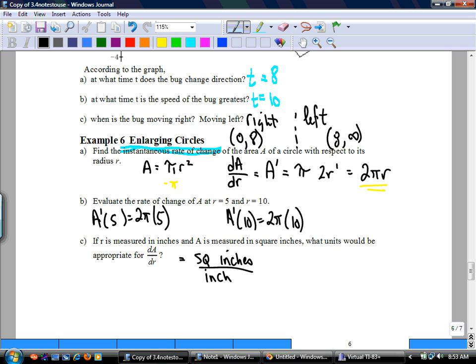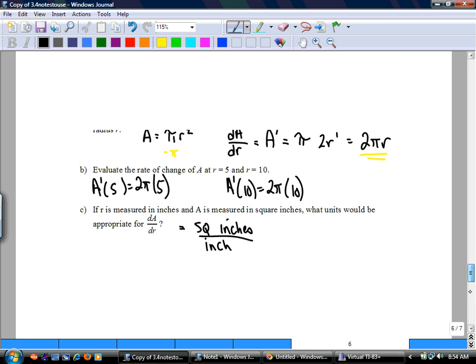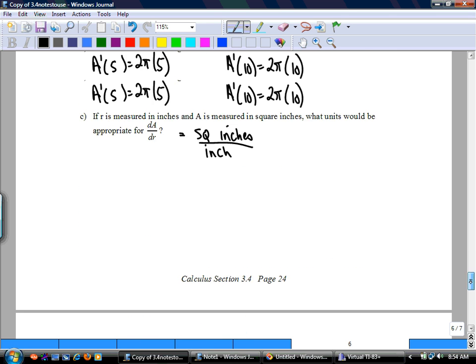I know. Well, that's why the circumference is measured in inches. But its circumference is just how fast the area is changing. That doesn't bother you? It kind of makes sense? Okay, just put a line.